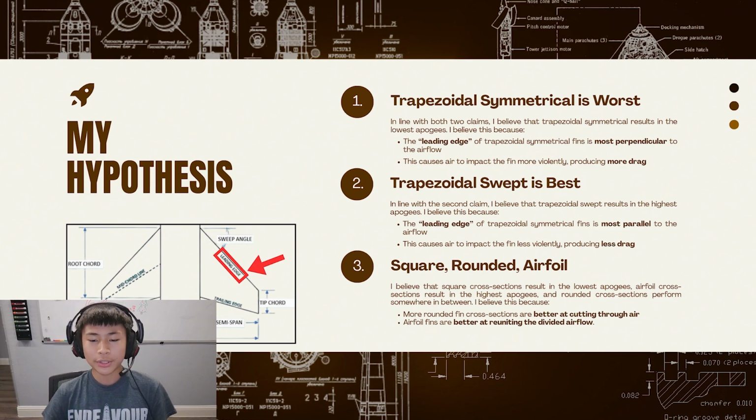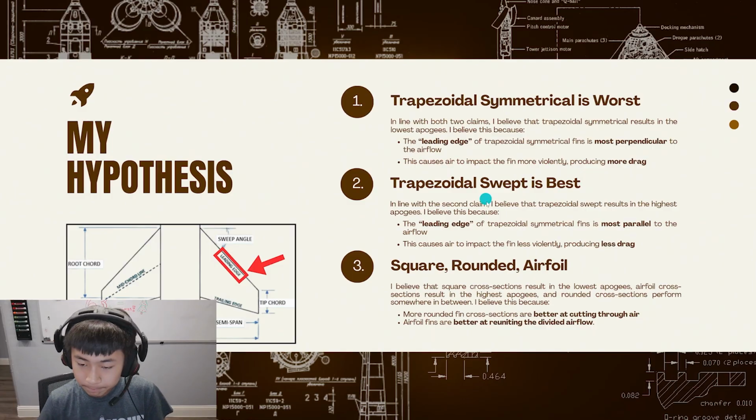Additionally, airfoil cross-sections reunite the divided airflow the easiest due to their tail-like trailing edge. To summarize my hypothesis, I think that trapezoidal symmetrical fins result in the lowest apogees, trapezoidal swept fins result in the highest apogees, square cross-sections produce the worst results, and finally, airfoil cross-sections produce the best results among the three fin cross-sections.